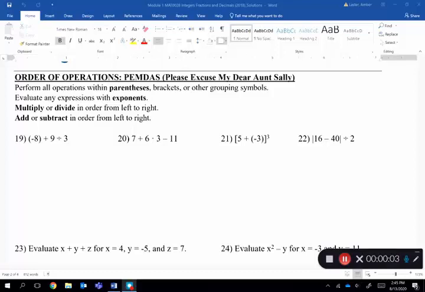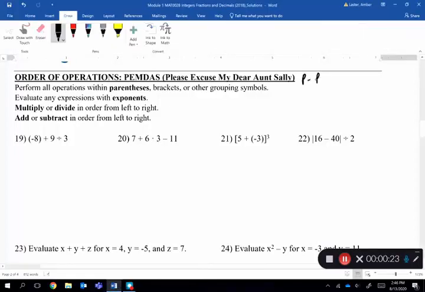In the second part of this video, we're going to start with order of operations. You see they have the PEMDAS here: Please Excuse My Dear Aunt Sally. However you remember it is fine, but we're talking about parentheses, which is any sort of grouping symbol, and then exponents.